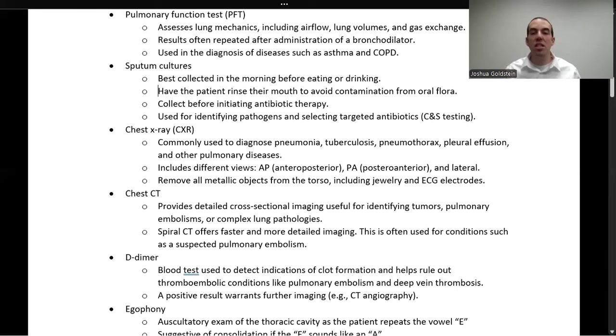Next, we have a chest x-ray. Chest x-rays are very common. They're basically a dime a dozen. They cost about, I don't know, here in Vegas, they're about $25 for a self-pay patient. So they're really cheap. They're really commonly used.